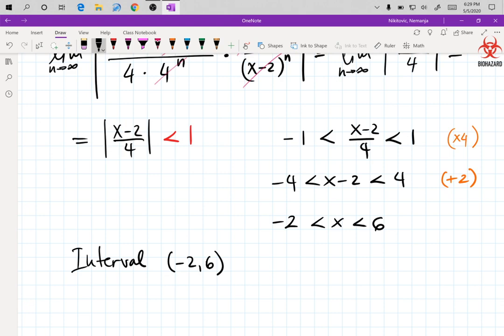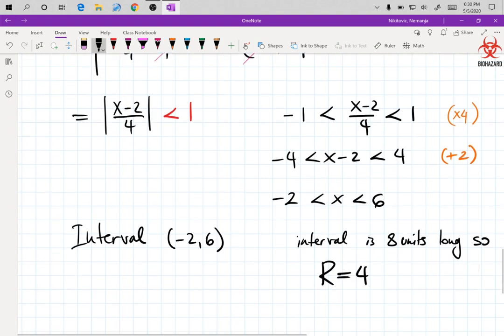Now, what is my radius of convergence? Well, what is the length of this interval from negative 2 to 6? It's 8 units, right? So the interval is 8 units long, so the radius is 4. That should be common sense. It's half of the whole interval, right?